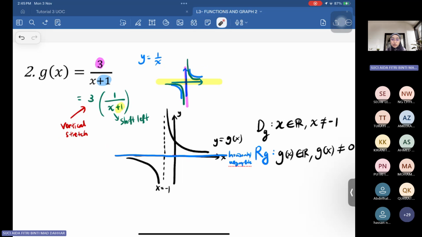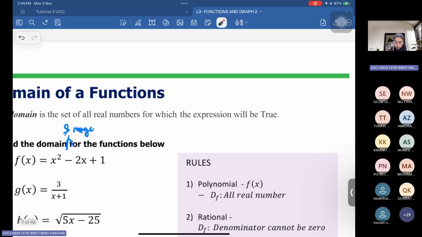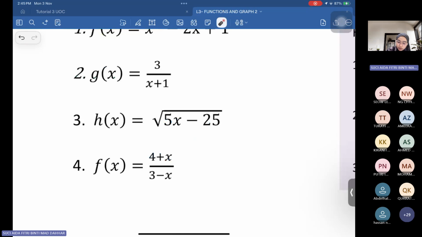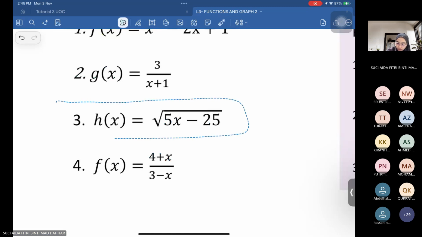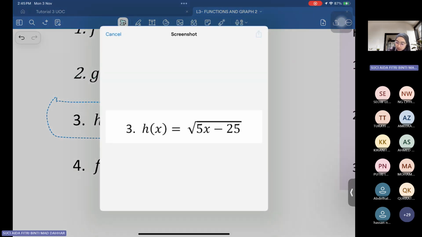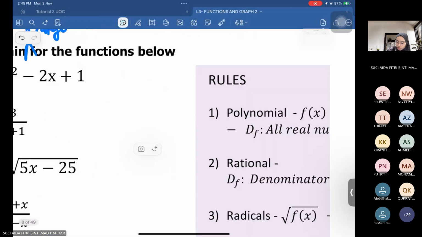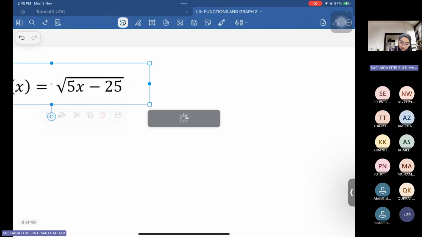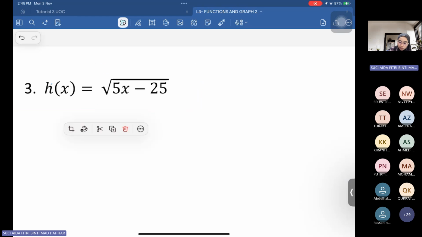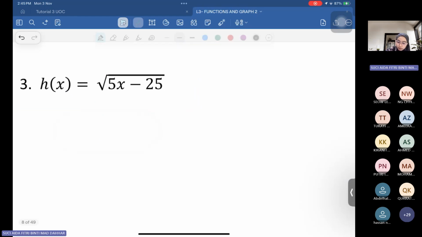Rational function or reciprocal function. Okay, let's move on to square root function, number 3. Do you remember how the basic square root function looks like? This is a square root function with some transformation. The basic square root function looks like this.